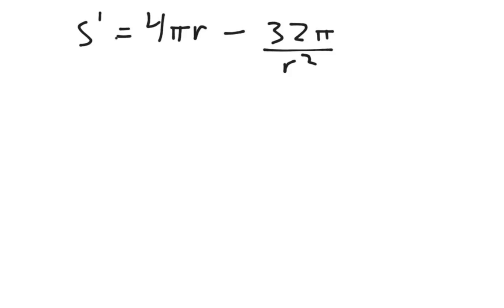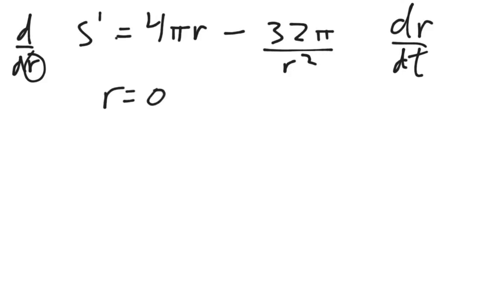Okay, and notice that there's no dr dt or dr dx or anything like that because we took the derivative with respect to r, because that was the variable. There's no time element in this problem. Alright, and now let's think about it. If we were to find the critical values, well, one of them is obviously r equals 0, because it makes that sad in the bottom.